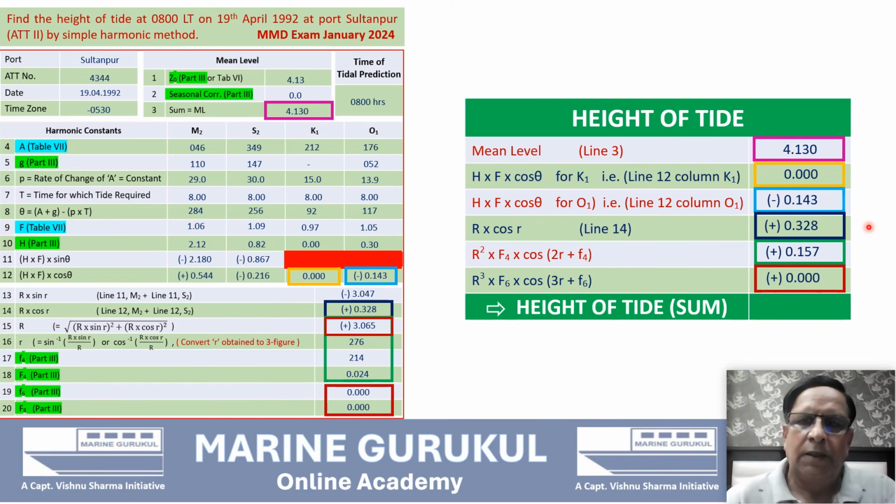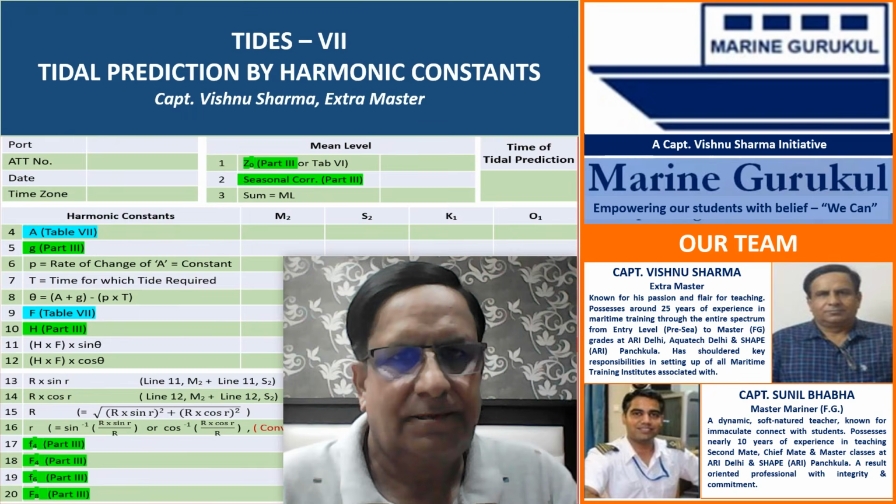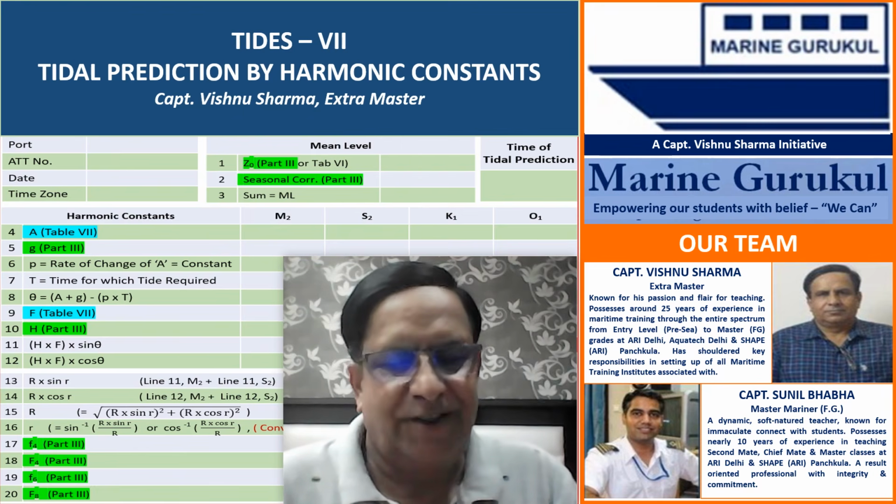Once you have filled in all these 6 values here, remember there are 6 of them here, do the algebraic addition, and that shall be the height of tide. And height of tide in this case at 0800 hours local time on 19th April 1992 at Sultanpur is 4.472 meters.